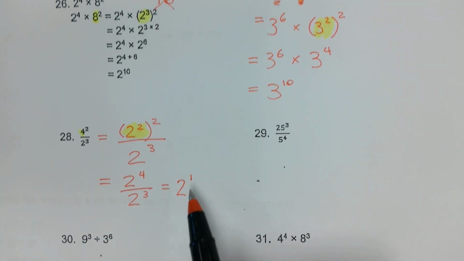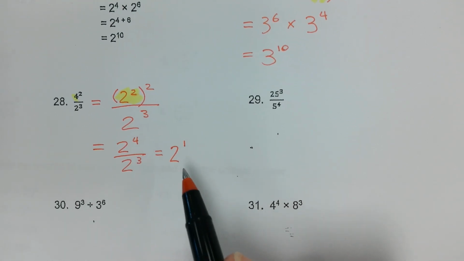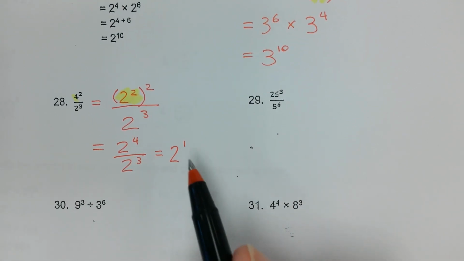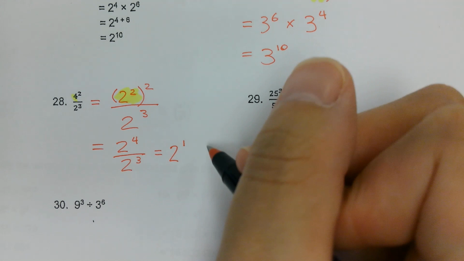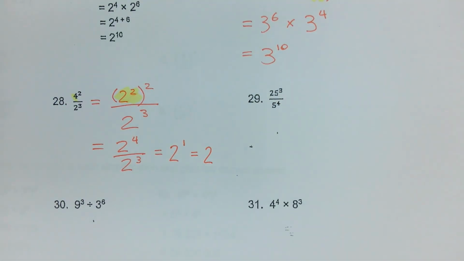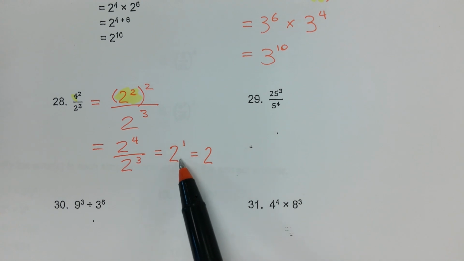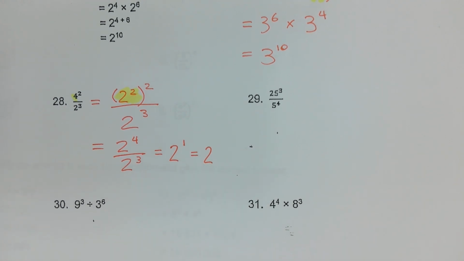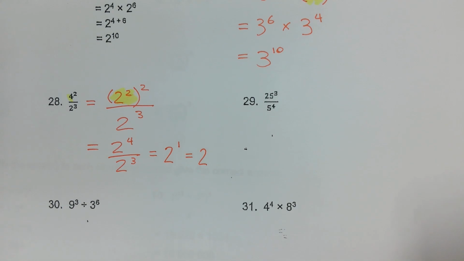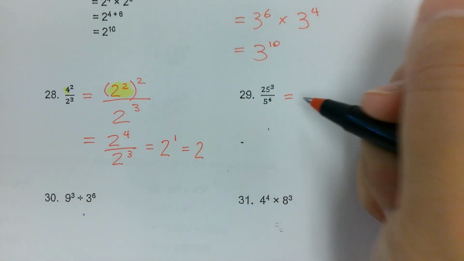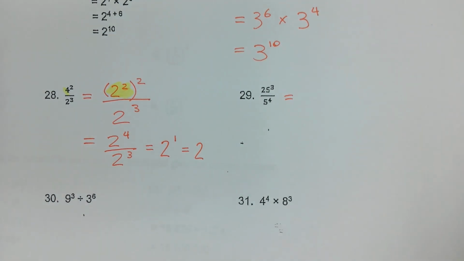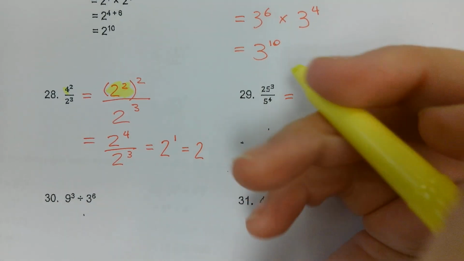If I write this on the test, it's correct, but I'm not very happy. What answer would make me happier? Just 2, right? It's not wrong, but formatting is wrong. Okay. Let's finish up with these ones. 29. What can I change the 25 to?